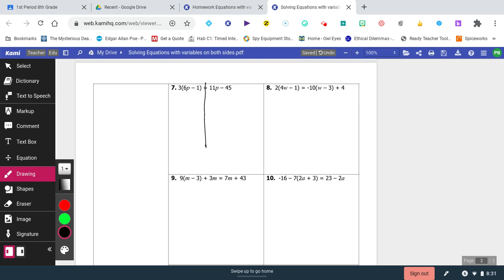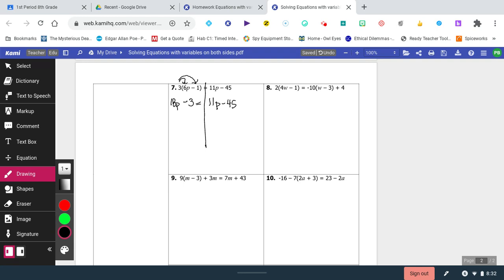7, do you see parentheses? Yeah, I see parentheses on what side? The left side. So guess what? I got to use the distributive property. All right, so here you're going to end up with 18p minus 3. And on the right, I'm going to end up with 11p minus 45. Okay, so now I have removed the parentheses by using the distributive property.